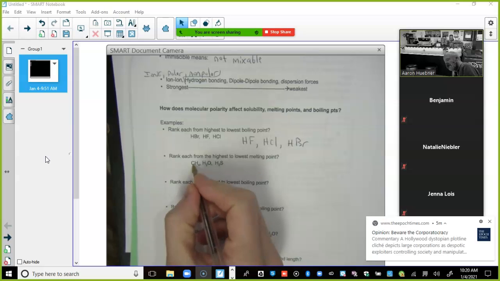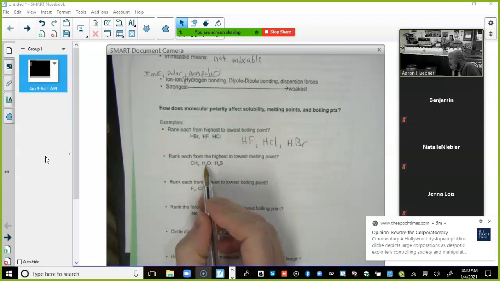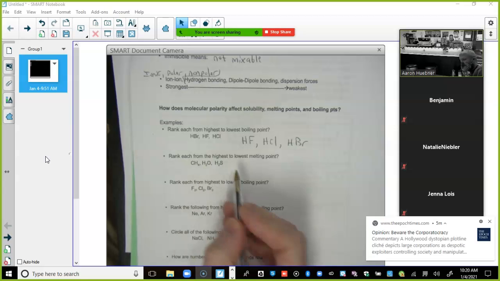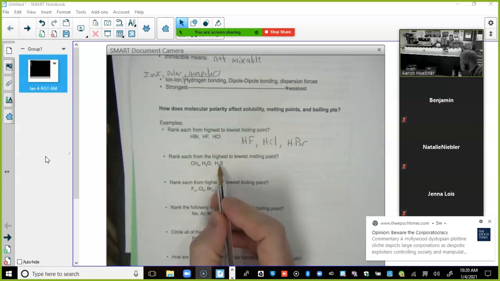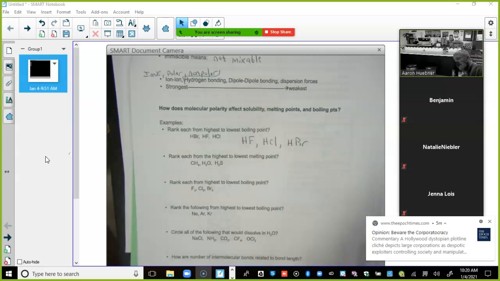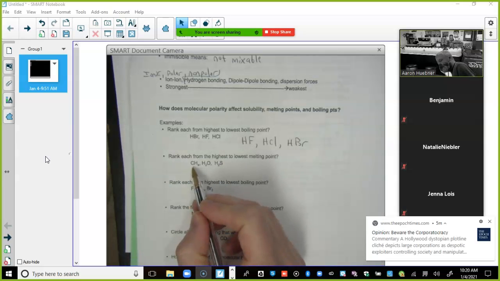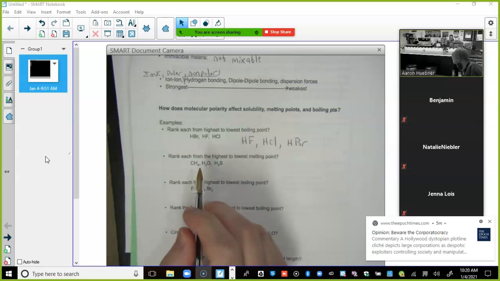Yeah, it has symmetry, so that's definitely nonpolar. H2O, I know that one is what, bent? So it's not symmetrical, so that's polar. H2S is going to look the same thing, polar. So we got two things that are polar, one that is not. So the nonpolar one has just dispersion forces.